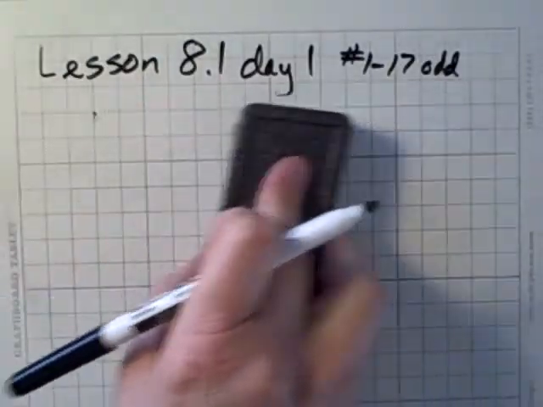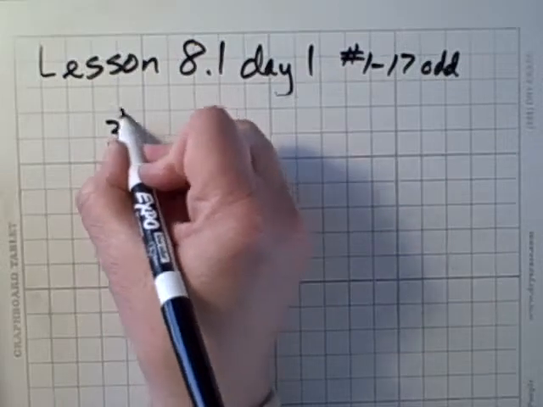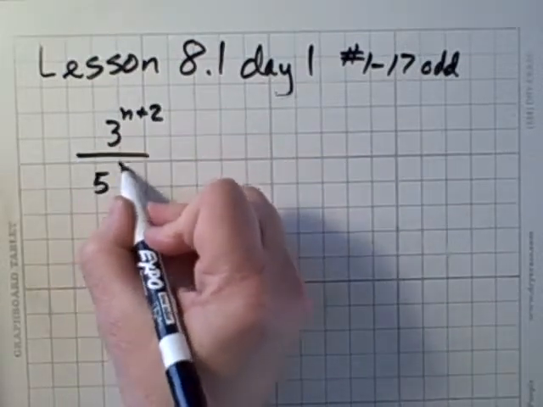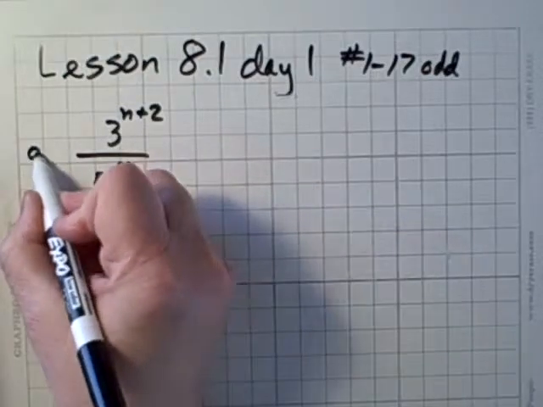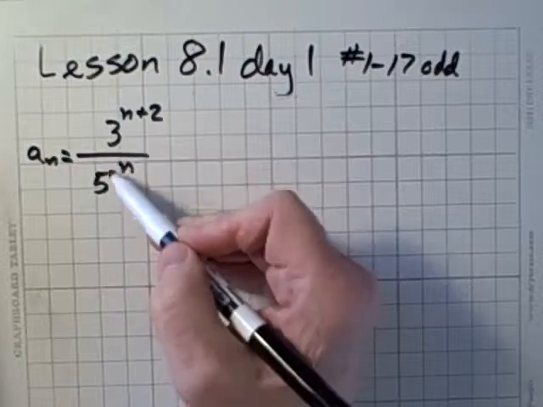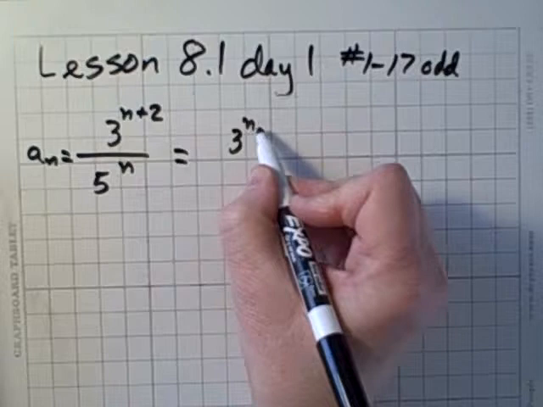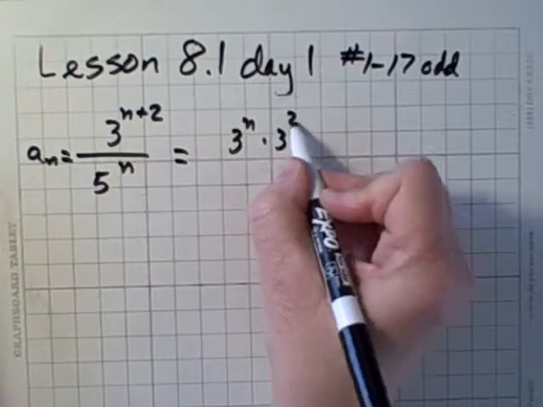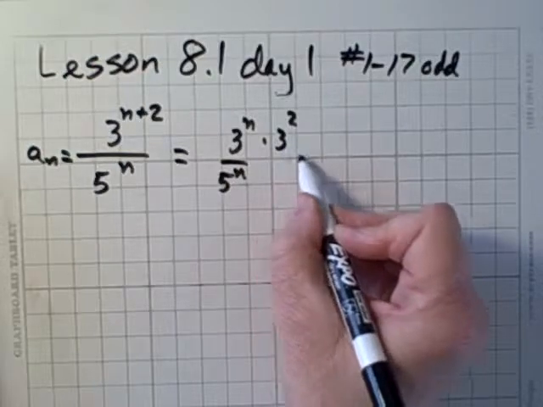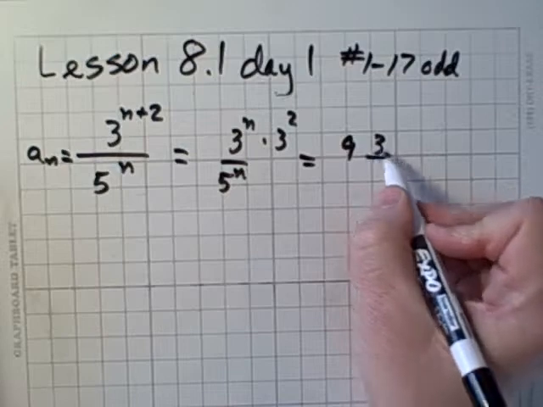If we look at a pattern given to us in this form, 3 to the n plus 2 over 5 to the n, hopefully we recognize that that appears to be geometric. If we just do a little rearranging, 3 to the n times 3 to the second over 5 to the n, that's really 9 times 3/5 to the n.